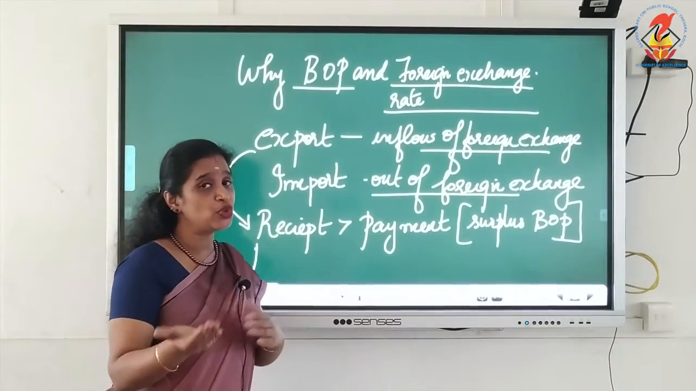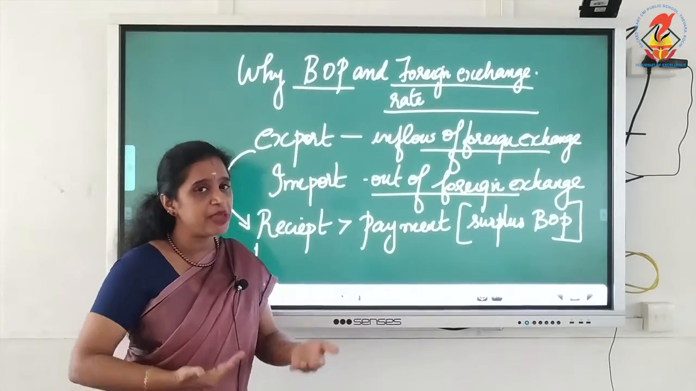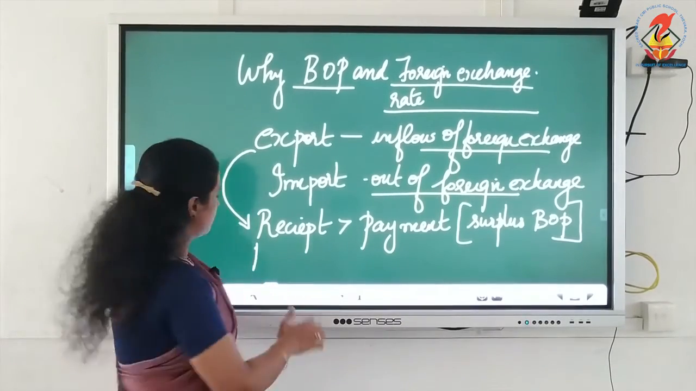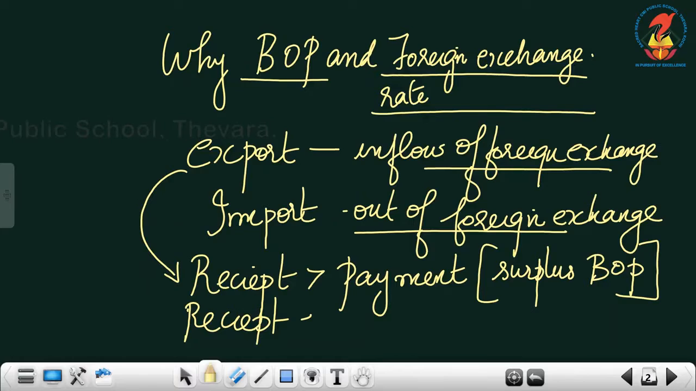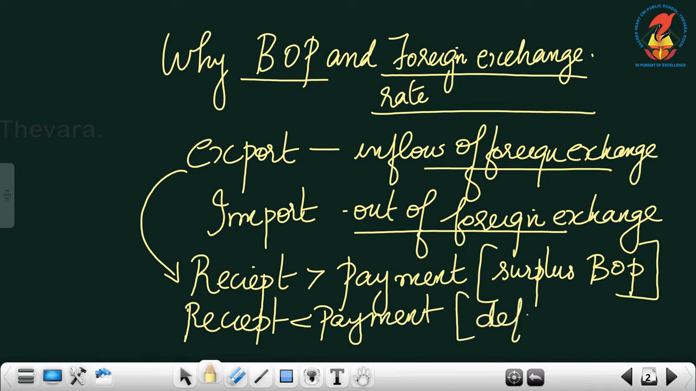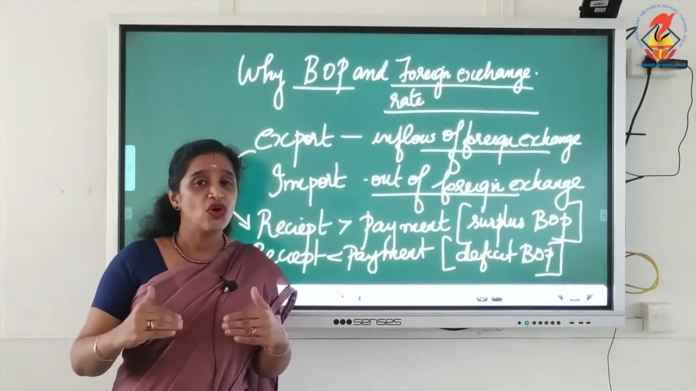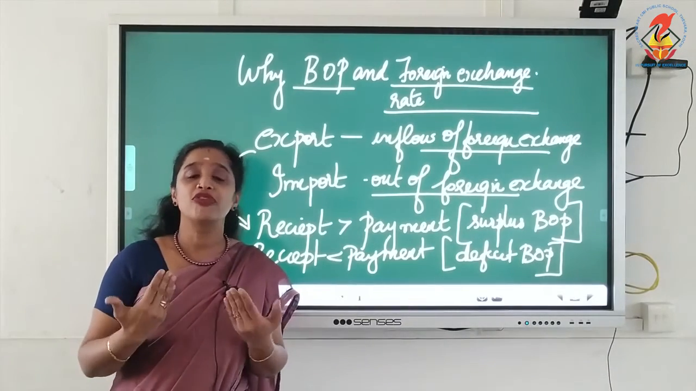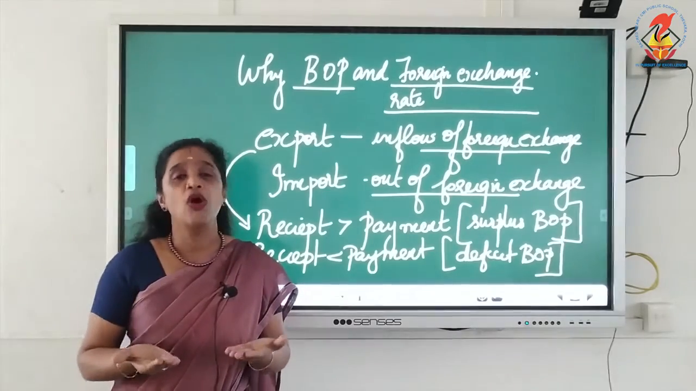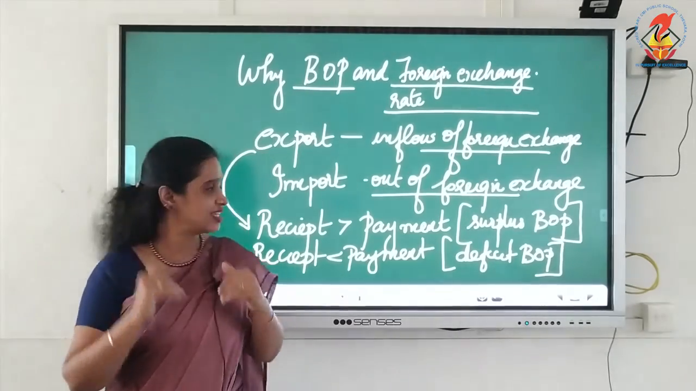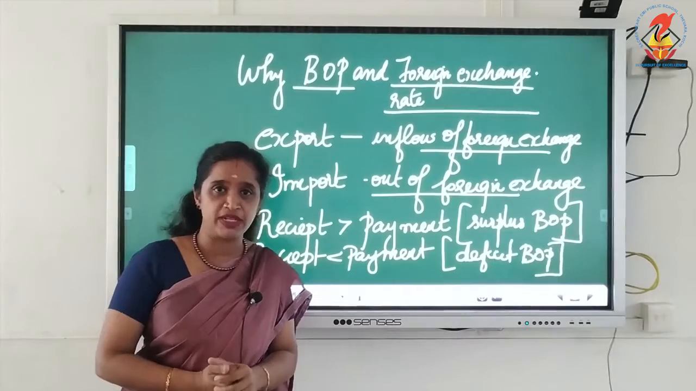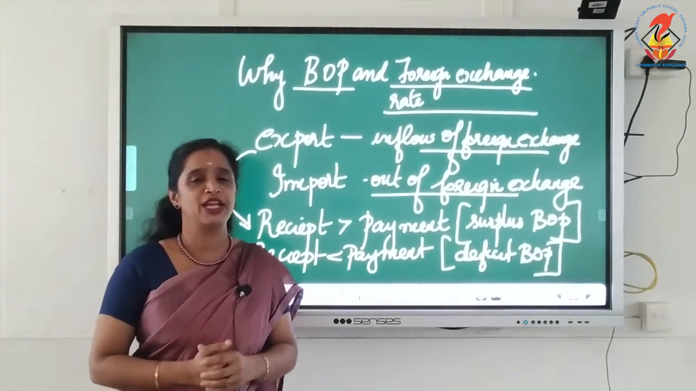So, we can write it in two ways, whether the receipt is lesser than payment or payment is greater than receipt. If the receipt is lesser than payment, there will be deficit BOP. There will be deficit balance of payment. So, when do we know there is a deficit in the balance of payment? If the inflow is less or the outflow is more. Outflow is more means what? Payment is more or the receipt is less. So, if the receipt is less than the payment, there is deficit in the balance of payment.